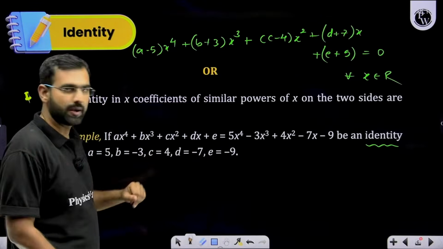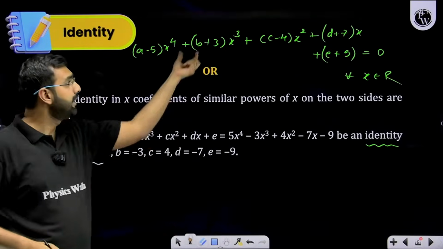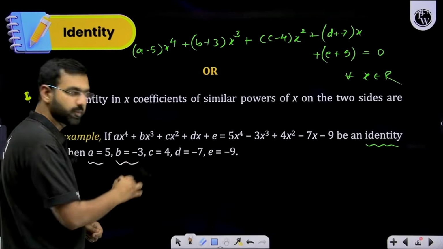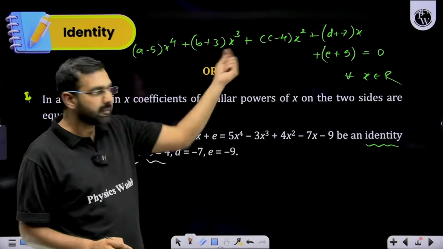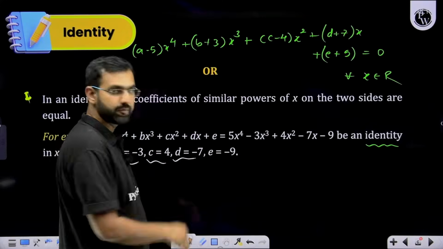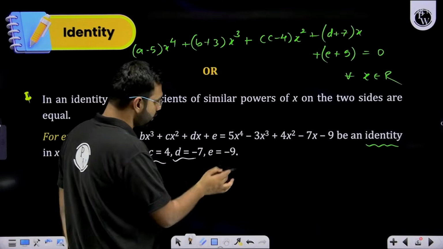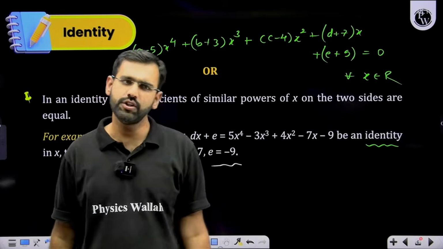A minus 5 becomes 0, which means A becomes 5. B plus 3 becomes 0, which means B becomes minus 3. C minus 4 becomes 0, which means C becomes 4. D plus 7 becomes 0, which means D becomes minus 7, and E plus 9 becomes 0, which means E becomes minus 9. Did you all understand that?